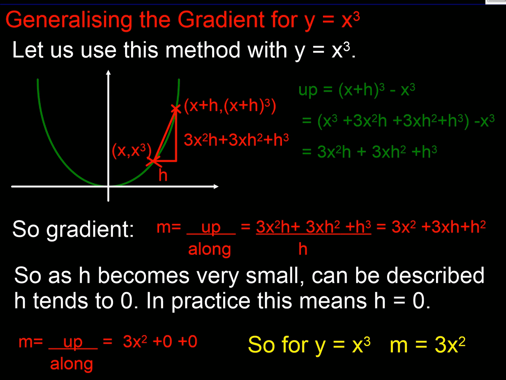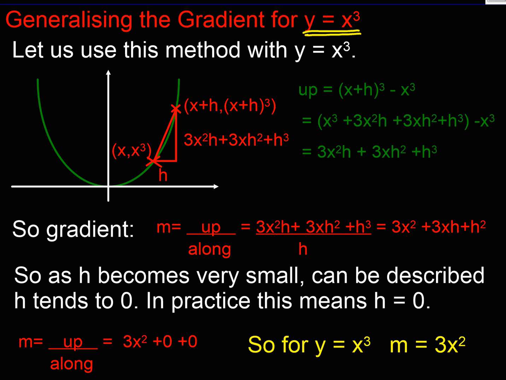Okay, let's look at the gradient of the curve y equals x cubed. And again, I'm going to follow the same method. So our starting point is at x, and therefore our y value is x cubed. And then we're going to move along a small distance h, and therefore our upper point is our original x plus h, and therefore our y is x plus h cubed. We know what our along is, we need to find our up value. So that's a difference in the two y values, isn't it? So the y of the upper value is x plus h cubed, y of the lower value is x cubed.